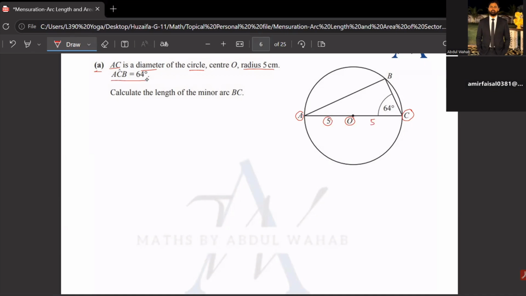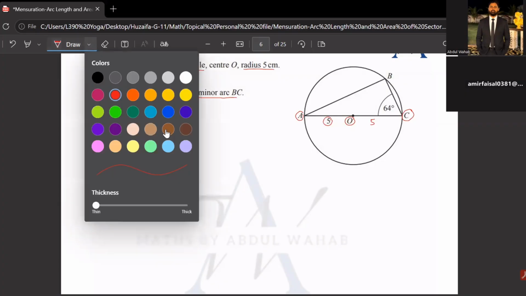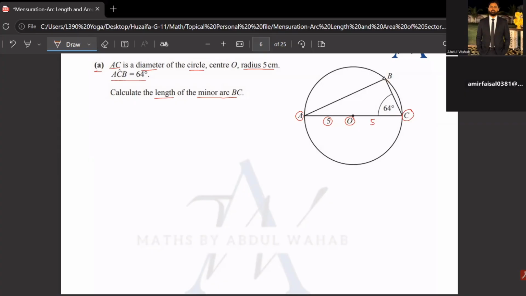ACB is 64 degree, it is given. You need to calculate the length of the minor arc BC. Minor arc BC, what do we mean by minor arc here? You need to focus on BC. You may count BC from here to here.